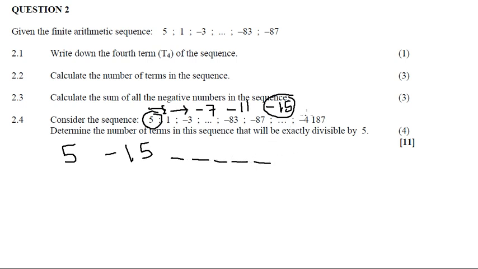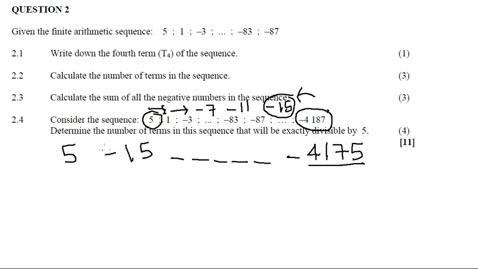And then to figure out the last term, we can actually work backwards from negative 4187. But this time, we can actually add 4. If I go forward, that's going to become negative 4183. That's not divisible by 5. You can add 4 again until you come by the first number that is divisible by 5, and that's going to become negative 4175. So this is the last negative term that is divisible by 5.